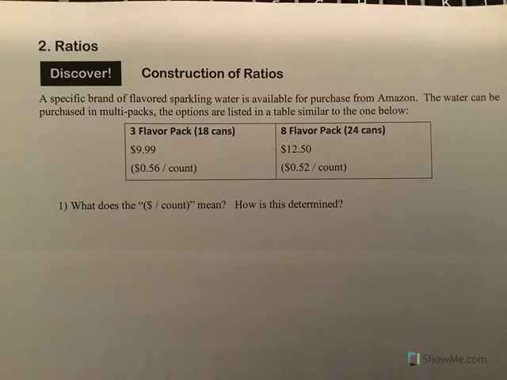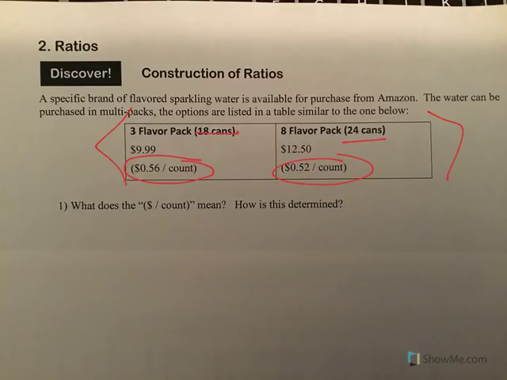Welcome to this construction of ratios where we're going to get into what a ratio is and how to play with it. So here we are, first things first. You've probably seen this at a grocery store. We've got a 3 flavor pack of 18 cans for $10 and an 8 flavor pack for $12.50, right? Noticing the number of cans, we talk about the dollar per count, right?